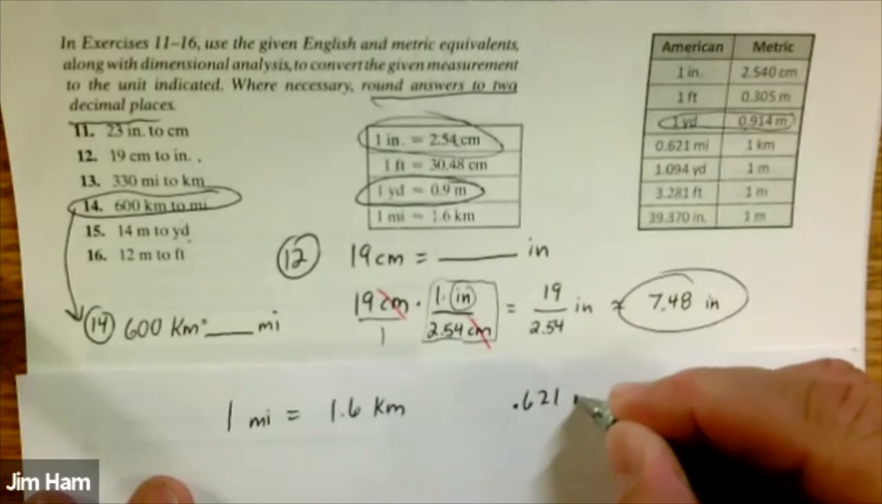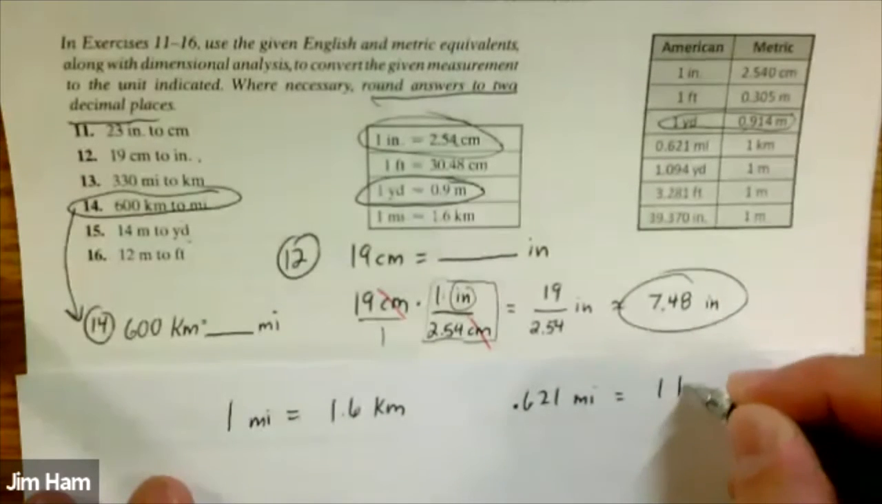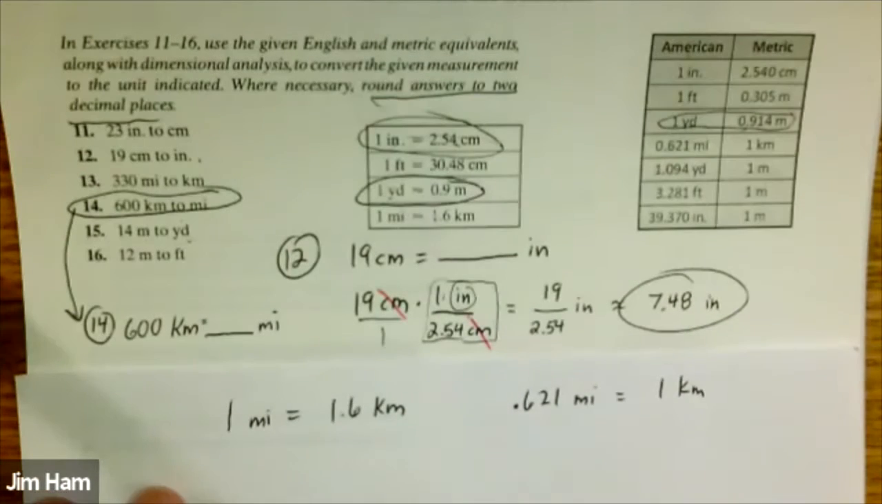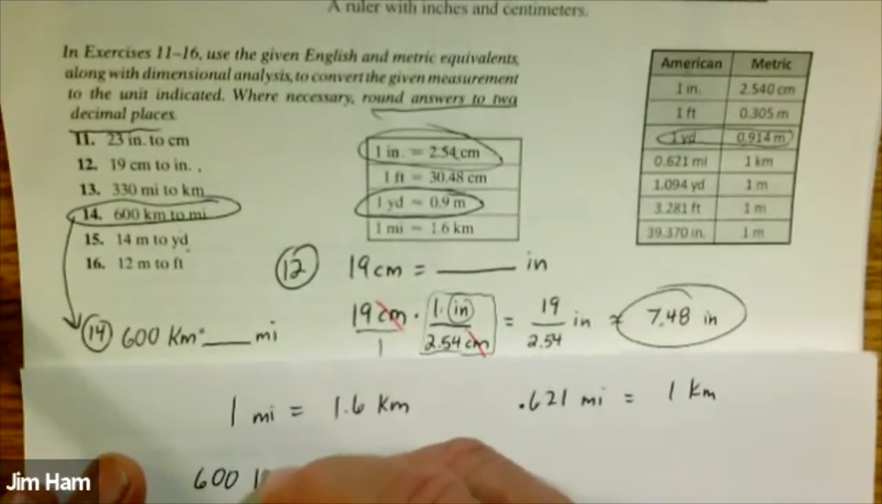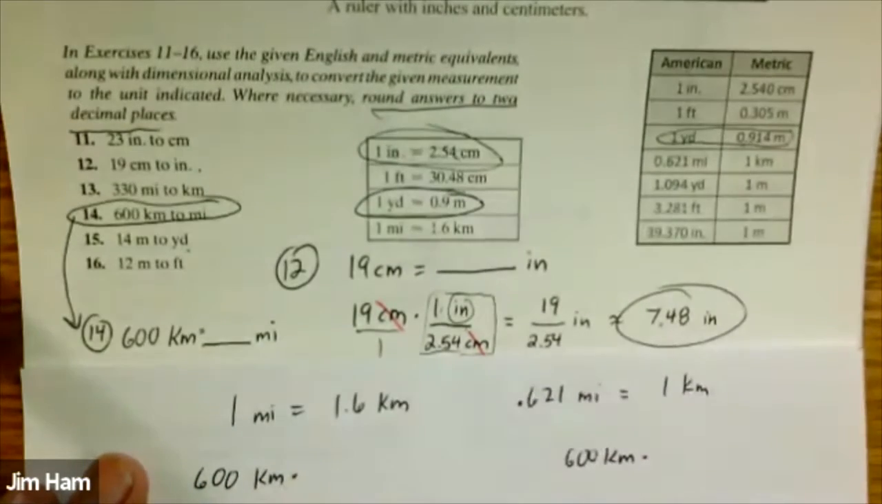0.621 miles equals 1 kilometer. So let's see what we get using both methods. We have 600 kilometers and we want to convert to miles.